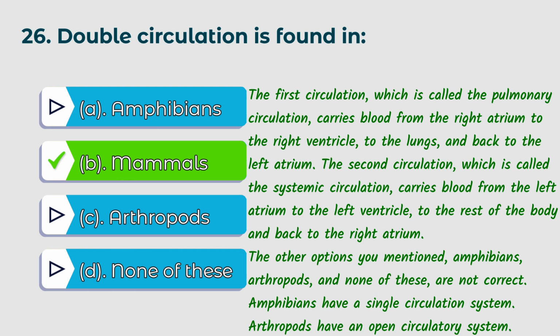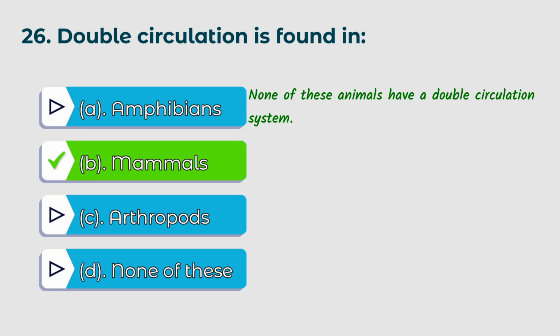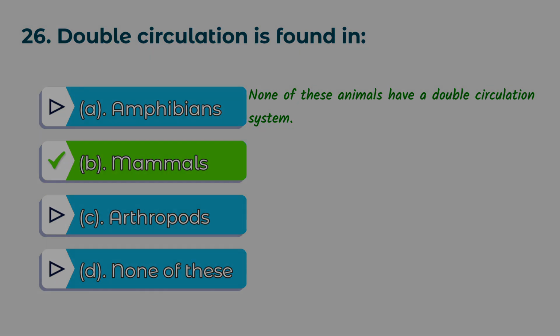Amphibians have a single circulation system. Arthropods have an open circulatory system. None of these animals have a double circulation system.